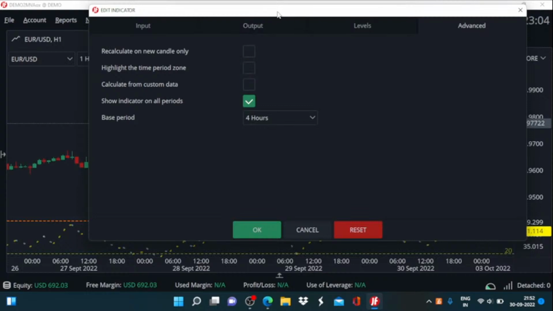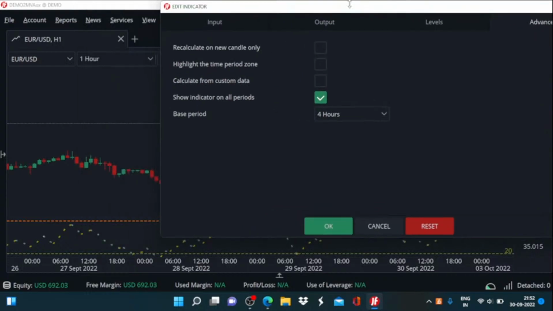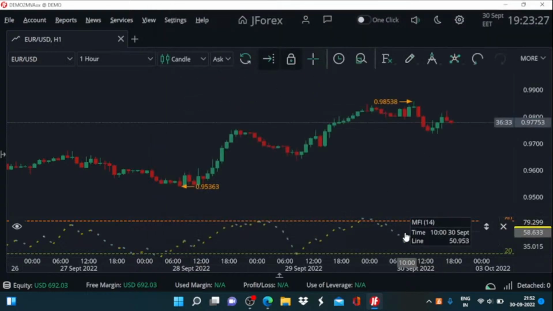Now if you want the output for the current candle to remain constant throughout the candle period, then you have to opt in for this recalculate on new candle only. So only when the new candle formation takes place, it will be calculated and it will remain the same for the given candle period. All right, if you want the calculation period to be highlighted, you have to opt in for this, and whatever is your calculation period, it will be highlighted.